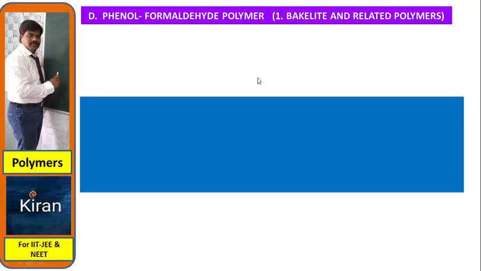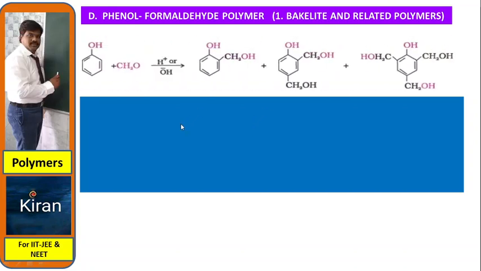One more, phenol formaldehyde, that is bakelite. Phenol means this benzene ring having OH, phenyl alcohol or phenol. This phenol reacts with CH2O. You will get a polymer. So this is about the bakelite preparation.